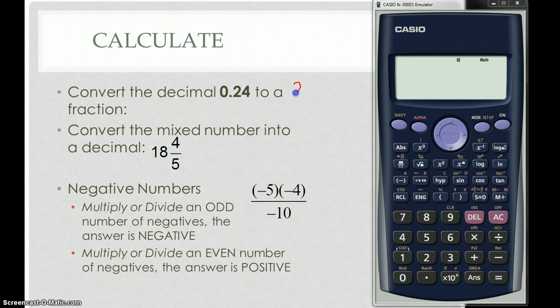So you would take 0.24 and you would write it as 24, and since there's 2 decimal places, we write 2 zeros. So 24 over 100. And then you have to reduce this fraction.